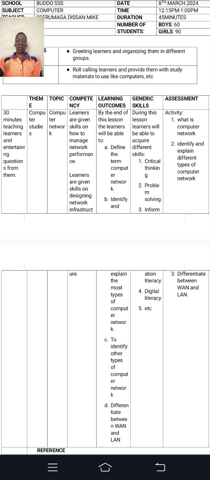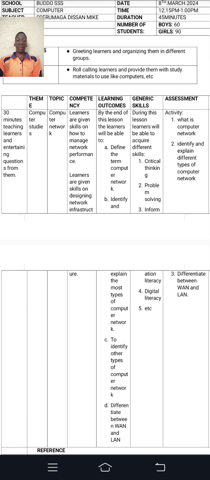As you may see in the column of theme, we have computer studies, topic, computer network, competency. 1. Learners are given skills on how to manage network performance. 2. Learners are given skills on designing network infrastructure.